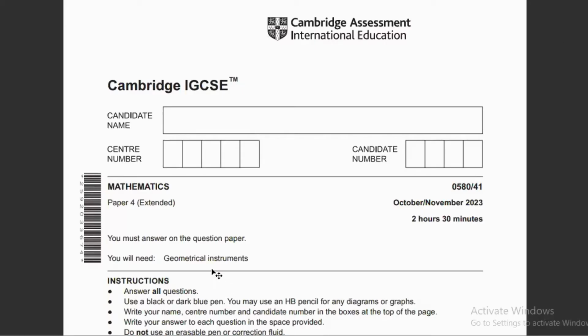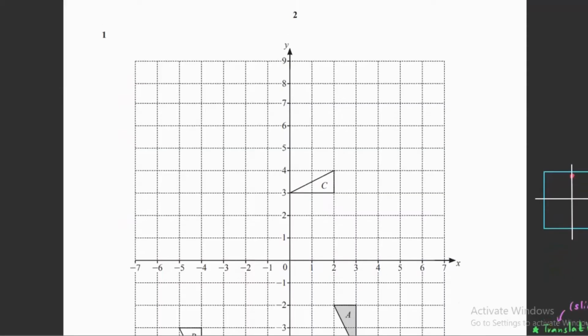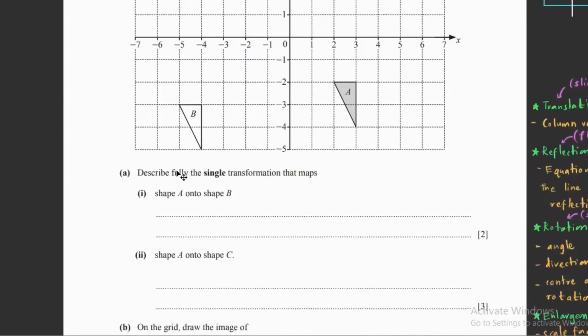Hello. We will now discuss paper 4 of variant 1 in the 2023 October-November series. The first question that we have here is related to transformations, transformation of shapes. In this question, describe fully the single transformation that maps shape A onto shape B. So shape A onto shape B is what you need to describe, what really happens there.